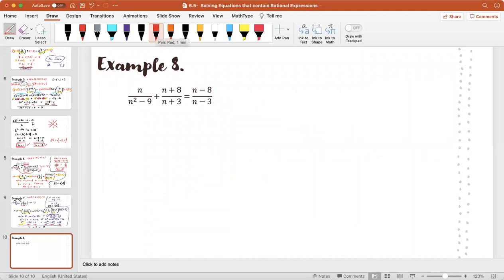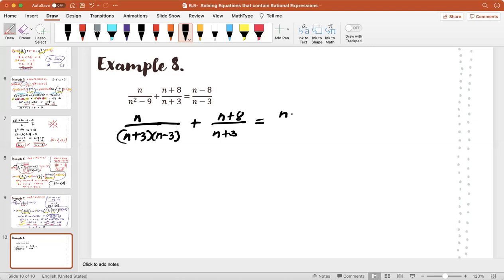So we have n over, what's your n squared minus 9 in factored form? It's a difference of squares. That would be n plus 3, n minus 3, plus your n plus 8 all over n plus 3 equals n minus 8 over n minus 3.